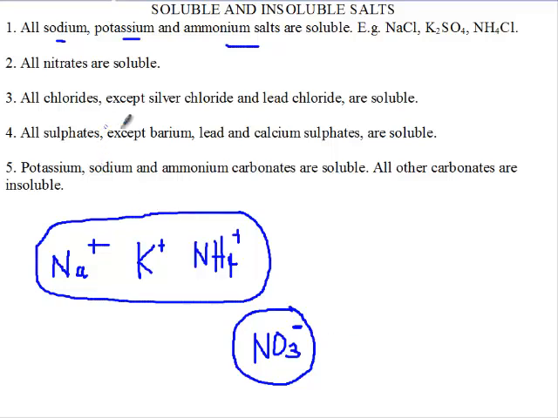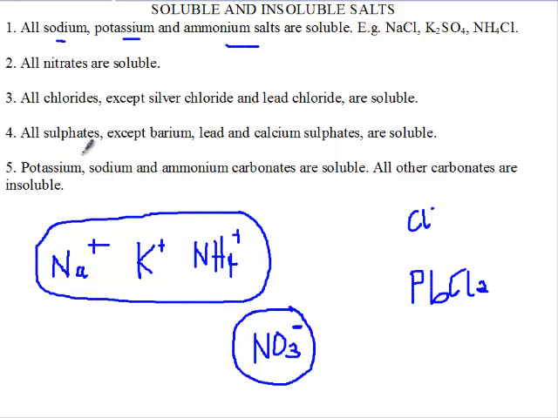All chlorides except silver chloride and lead chloride are soluble. So any salt that has Cl as the anion will be soluble, except silver chloride and lead chloride. So PbCl2, representing lead chloride, is not soluble. Also, silver chloride is not soluble. So all chlorides, with the exception of silver chloride and lead chloride, are soluble.